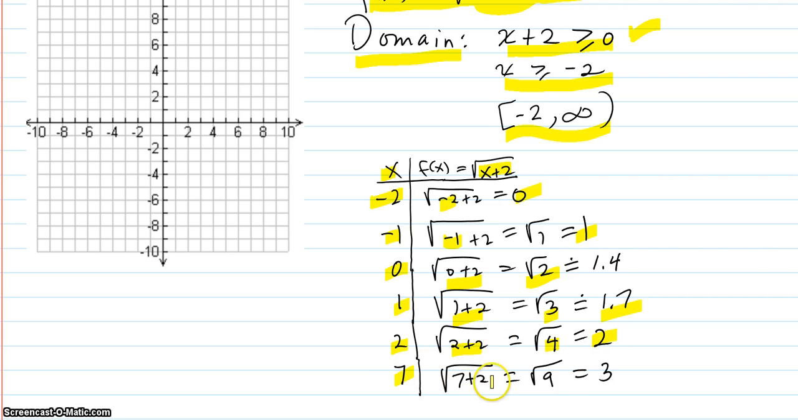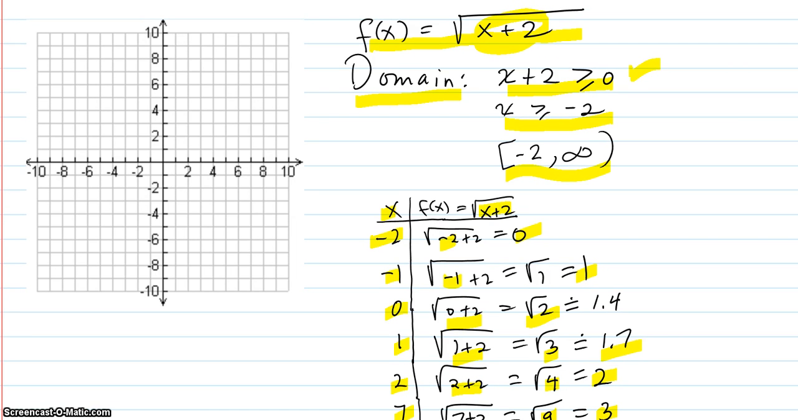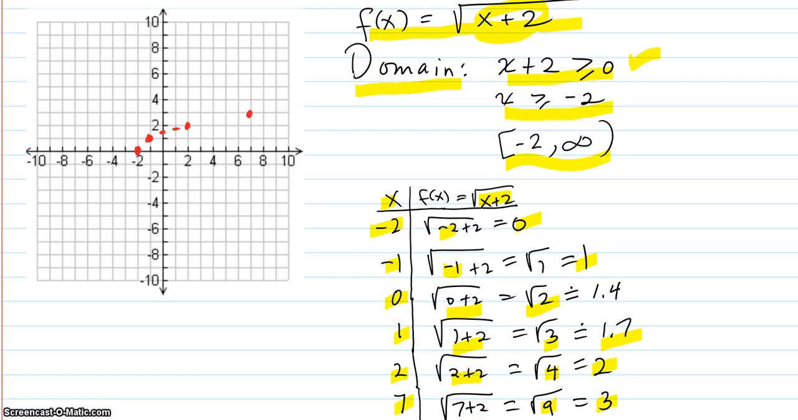7, 7 plus 2 is 9 in there. That's why I used 7, because I knew it was going to come out to be a nice square root, which is 3. Now let's plot all those points over here on our graph. So here's all our points that we plotted from the chart. And now we're going to connect them with a smooth curve.